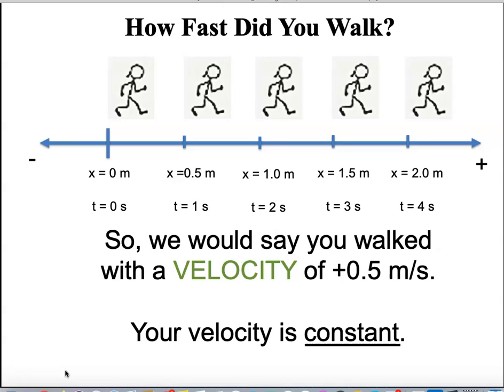So velocity might be a new term here. Think of velocity as speed with direction. So your velocity here is constant because it stayed the same each time. Each interval, each second interval, it was positive 0.5 meters per second.